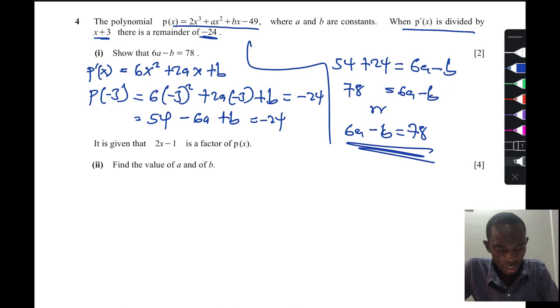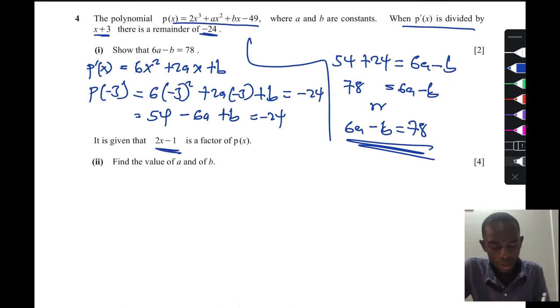Now the next condition says that it is given that 2x minus 1 is a factor of p of x. So we should find the values of a and b. That means that the zero of 2x minus 1 is x equals half. If you equate 2x minus 1 to 0, you get x equals half. So put x equals half into p of x, not the p prime of x. It's not the derivative. They said that is p.